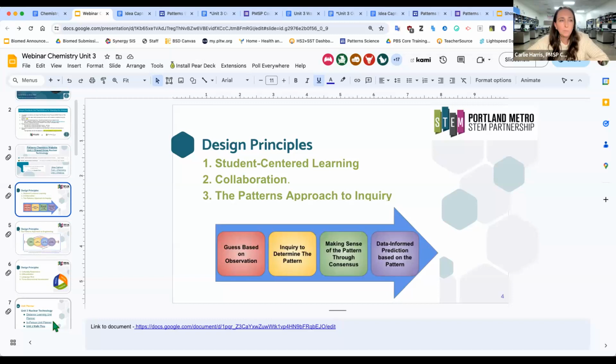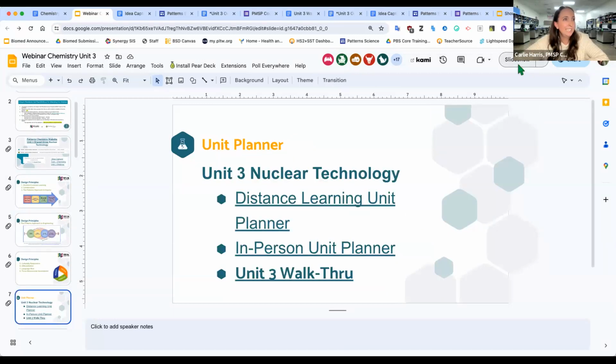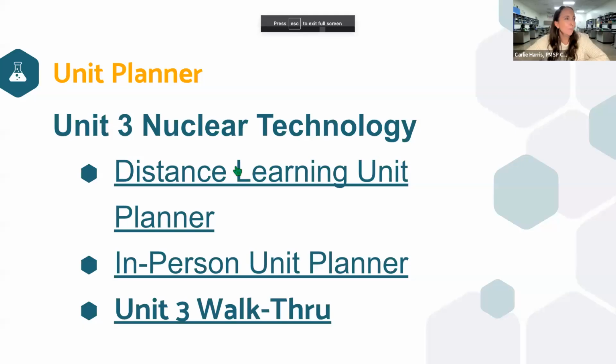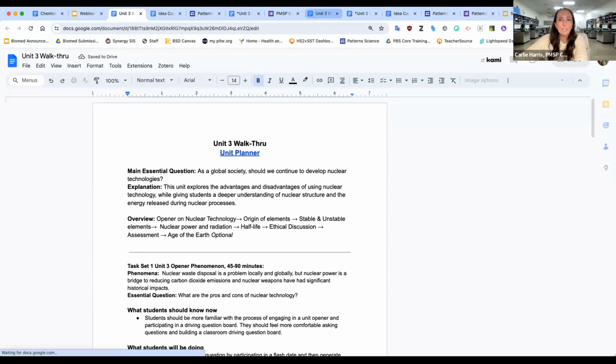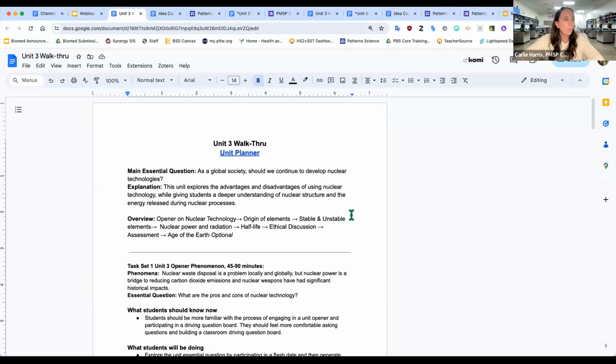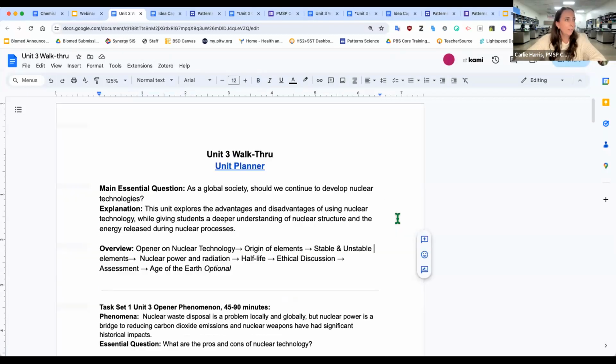All right. Well, I think everyone hopefully is here that was wanting to show up. So let's go into our Unit 3 nuclear technology. I'm going to point you to this Unit 3 walkthrough. And the walkthrough is an overview of the whole unit. So we're just going to take a quick little look at this, and I have a visual to go along with this.